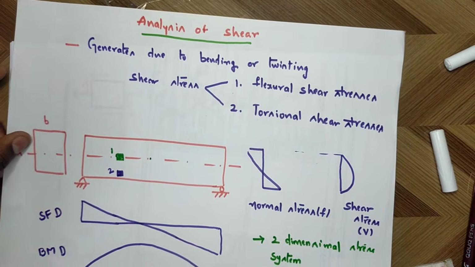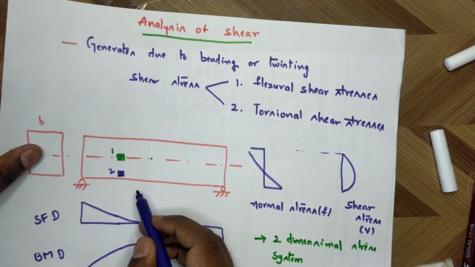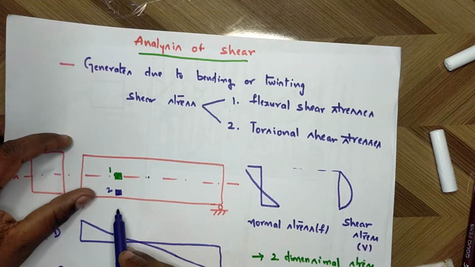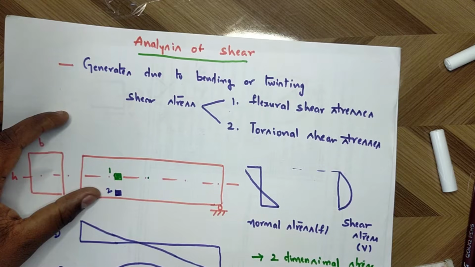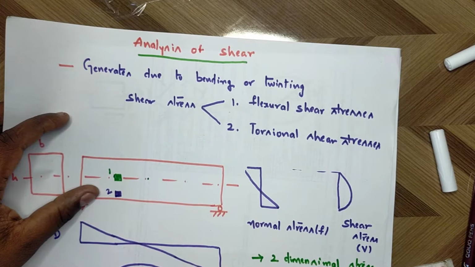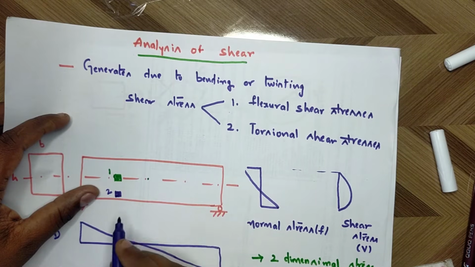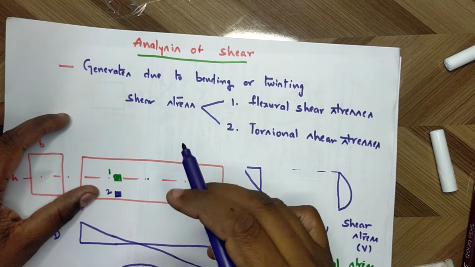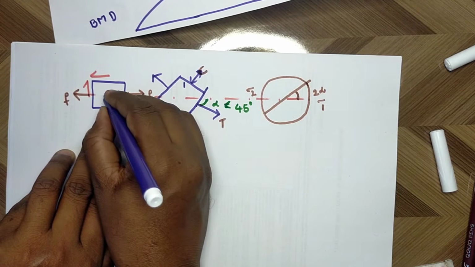Now I am taking an element 2 at the bottom edge, which is under tension. The tensile stress due to flexure is maximum and shear stress is 0. The state of stress is nearly uniaxial tension, means the compressive stress is 0 in this case. That's why the Mohr circle is shifted towards the axis of principal tensile stress. You can see here, this is the element 2.